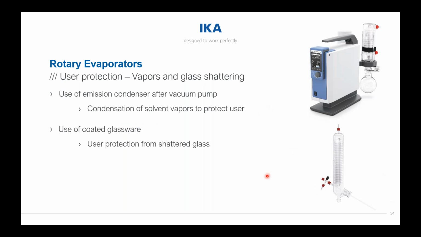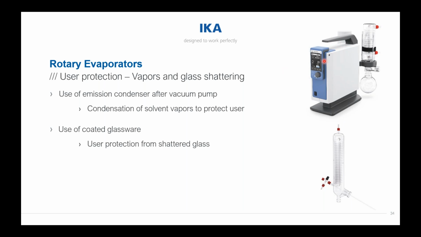So this is the last slide from my side. It's about user protection. So we talked a lot about solvent which can be sucked inside the vacuum pump. And we talked about how you can avoid this by using this automatic cleaning function, for example, or by using a better condenser. What's also possible, and how you can save the user himself, is by using an emission condenser after the vacuum pump.